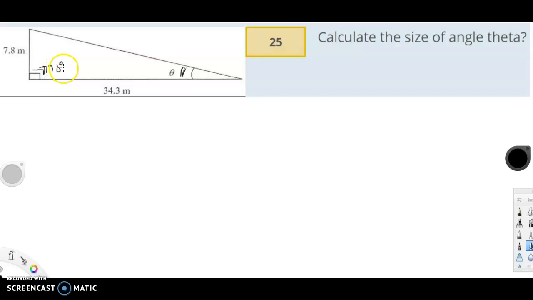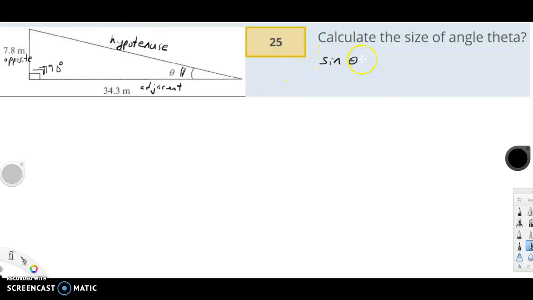This is 90 degrees here. This side is the opposite side. That's the opposite side to theta. And this side here that we know is the adjacent. The long one opposite the right angle is always called the hypotenuse. So sine, cos and tan, one of them we're going to use, I think.